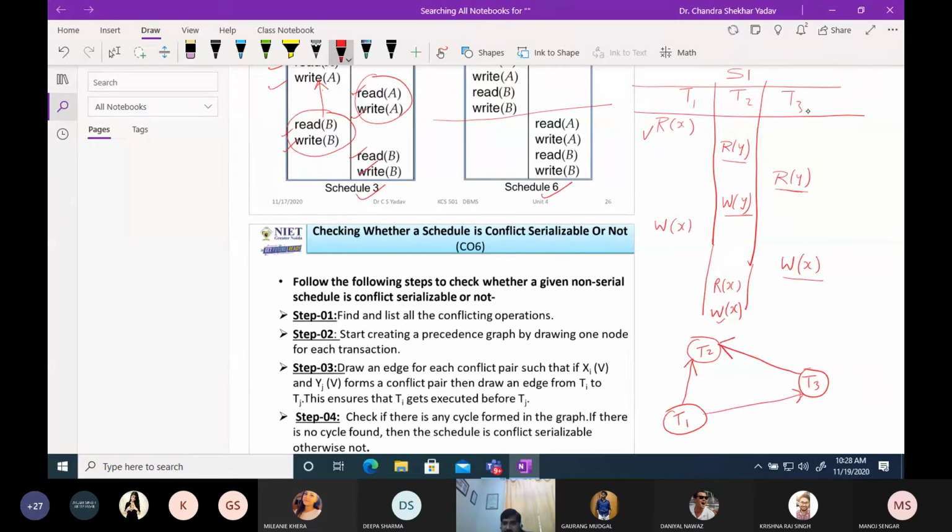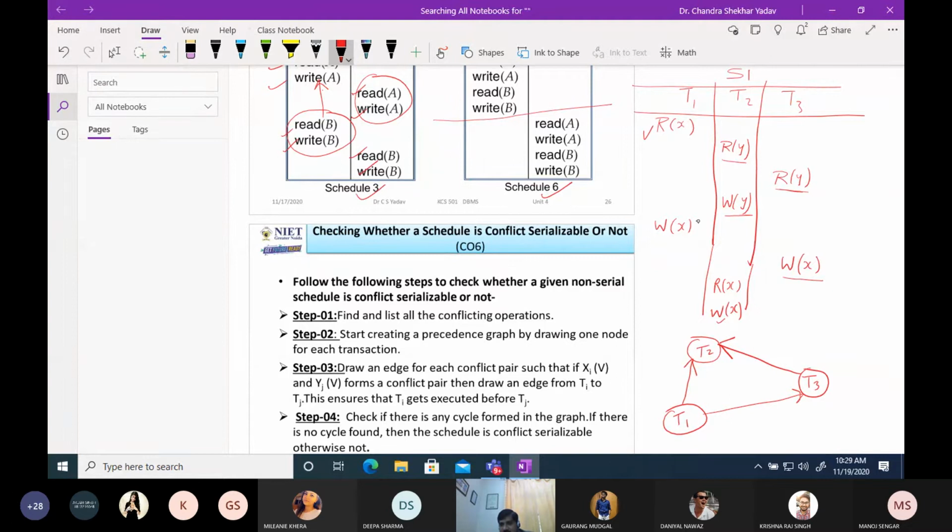Why? Before T2, T3 is performing read operations. So this represents the precedence, meaning T3 is performing operations before T2. This edge represents this. Did you get it? Now we will see these instructions.